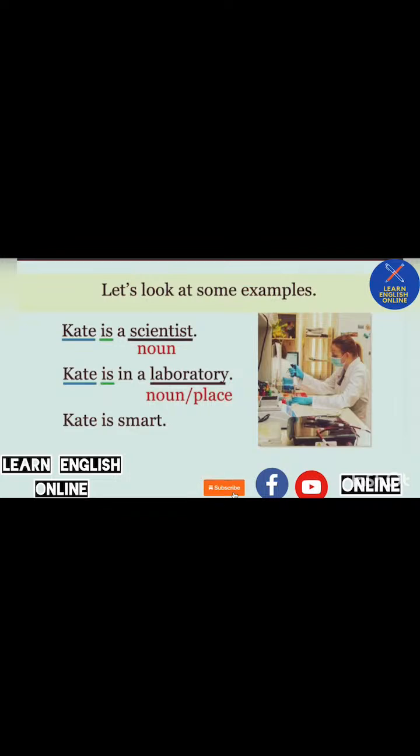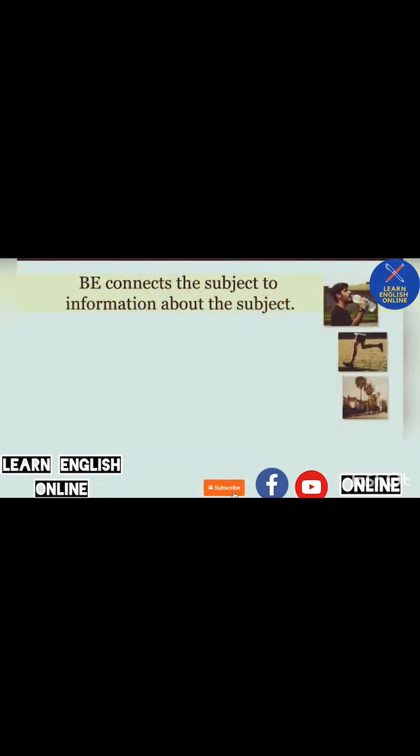In the third sentence, again, Kate is the subject. Is the be verb that connects Kate to the rest of the information. Here, an adjective that describes her. Kate is smart. Be connects the subject to information about the subject.